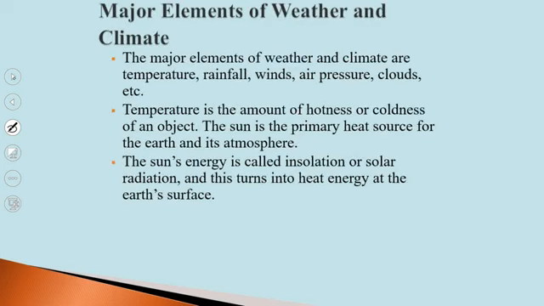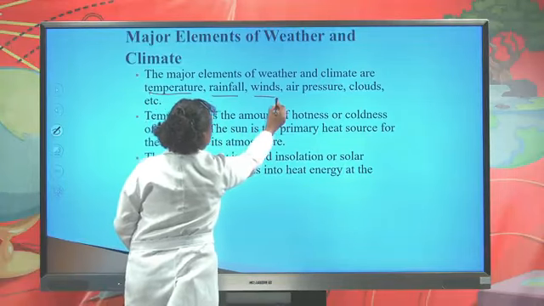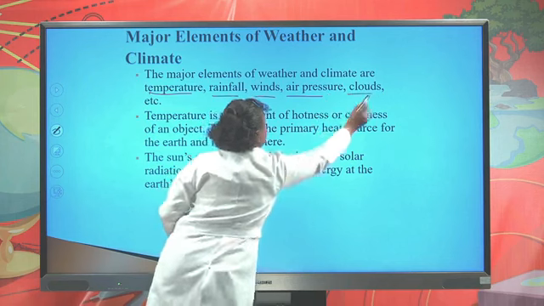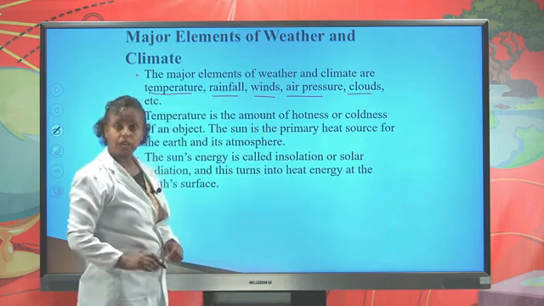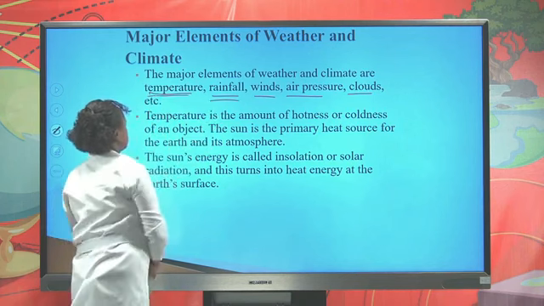Let us see the major elements of weather and climate. The major elements of weather and climate are temperature, rainfall, wind, air pressure, clouds, and so on. But for today, we only focus on temperature and rainfall.